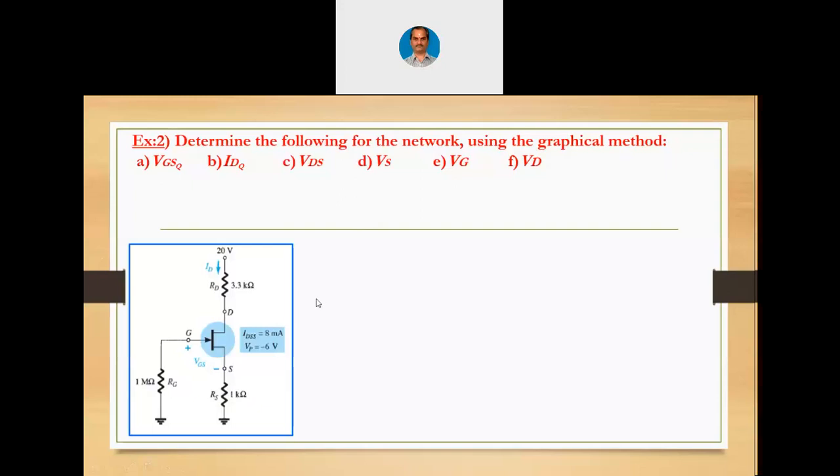So now, look at this circuit diagram where RS is given 1 kilo ohm, RD is given 3.3 kilo ohms, IDSS is given 8 milliampere, VP is given minus 6 volts and RG is given 1 mega ohm. Capacitors are not shown because this is for a DC analysis.